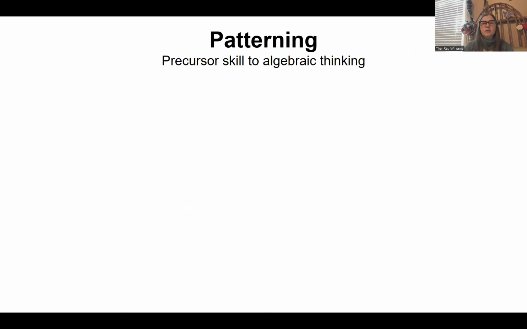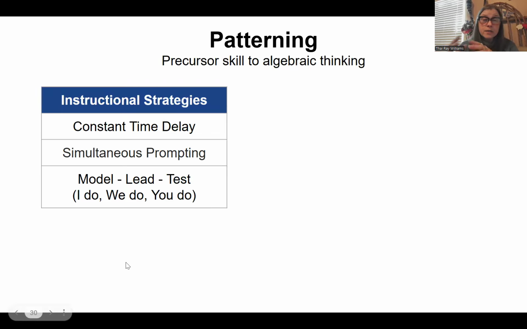Next early numeracy skill is patterning. And I wonder if you've ever thought that patterning is actually the precursor to algebraic thinking. So even when you are in kindergarten, you are building foundational skills for algebraic thinking. And so here are the instructional strategies that are effective for patterning: constant time delay, simultaneous prompting, and model lead test. I made sure I put model lead test on everything, again, just because I want you to see that no matter where you are, as far as your observation goes, you have the skill and the strategy to implement high quality instruction for your students.